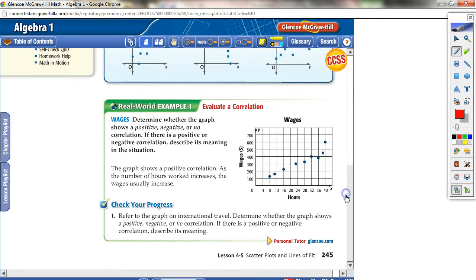Okay, for example, here, wages. Determine whether the graph shows a positive, negative, or no correlation. If there's a positive or negative correlation, describe its meaning in the situation. So here you can see it's going upward. As x increases, y increases too. So that's a positive correlation. Now, what does this mean? Here you see x as hours. So you see as the number of hours increases, the y, which is wages, the amount of money, increases as well. So the graph shows a positive correlation. As the number of hours worked increases, the wages usually increase.